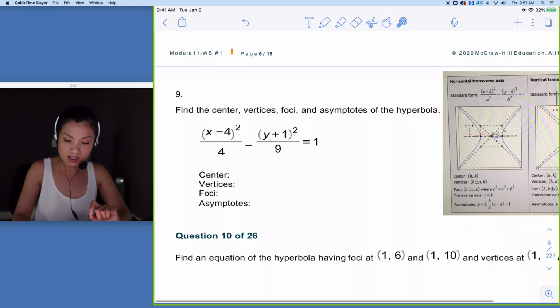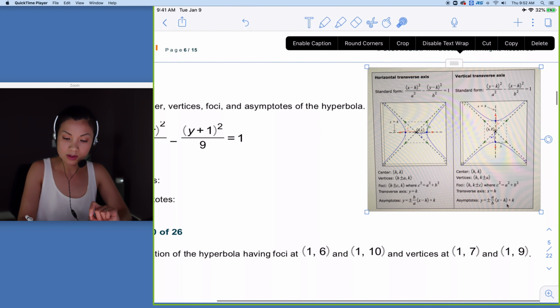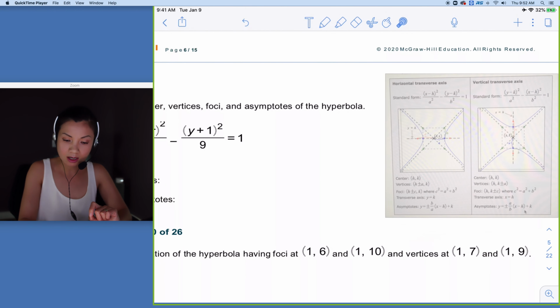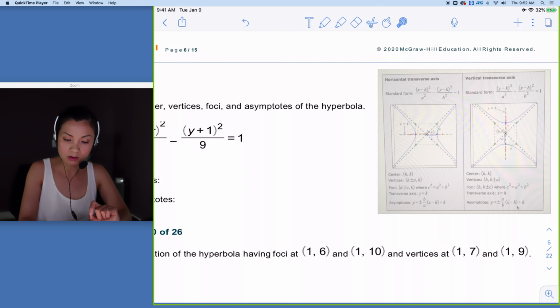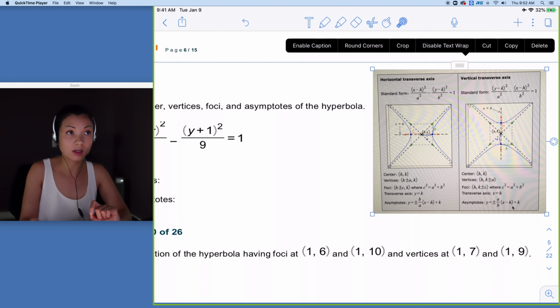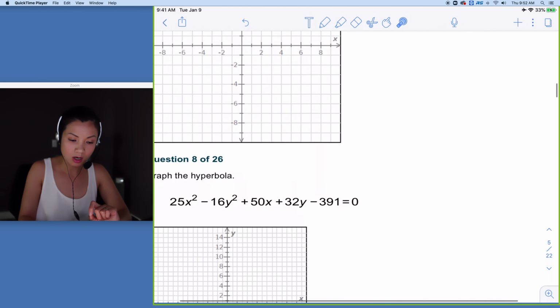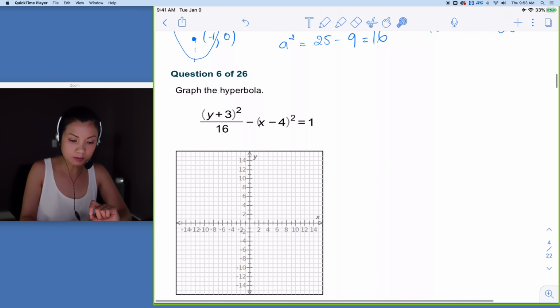So I have it down here for you. You see right here, x comes first. So we have the hyperbola go along the x-axis here. Okay. All right. Going back to our current problem.